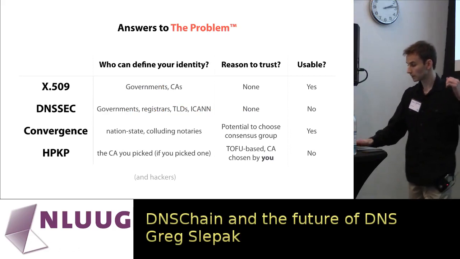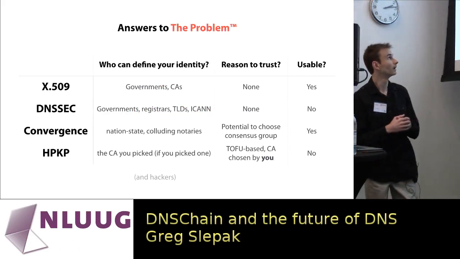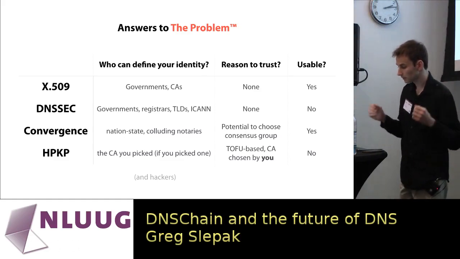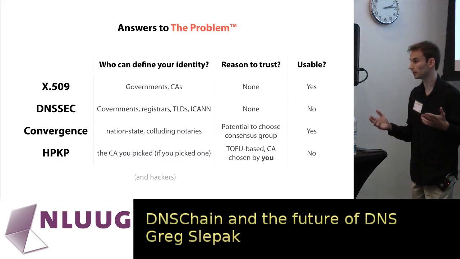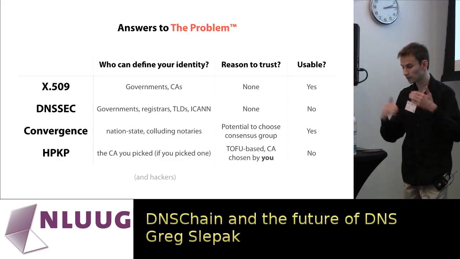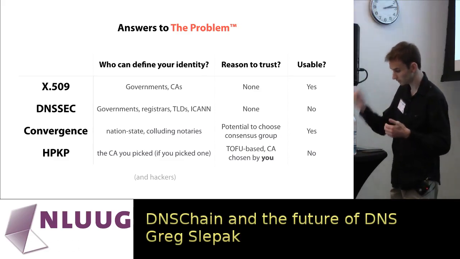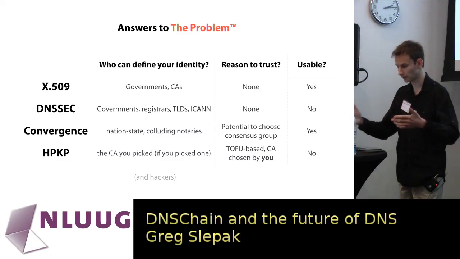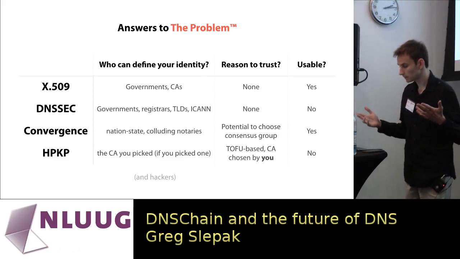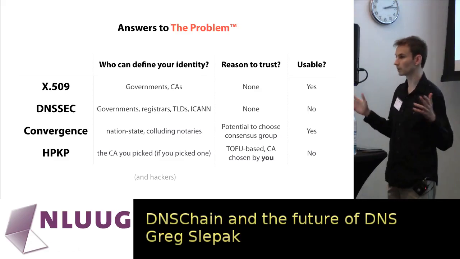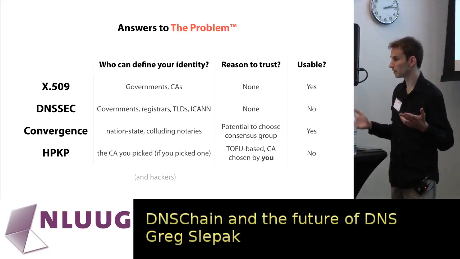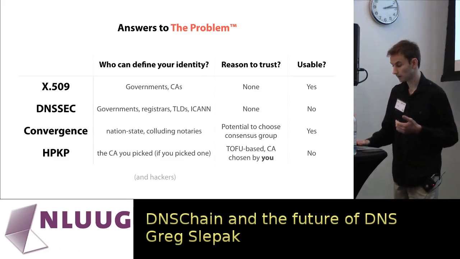So let's look at their answers to the problem. In X509, it designates government certificate authorities the ability to define your identity. And of course, as well as hackers who are able to compromise any of those entities. In addition to you. All of these, of course, you can define your identity, but others can kind of override it. Is there any reason to trust these governments or certificate authorities? No, there's 0 reason. Most people aren't aware of who the certificate authorities are, so they have 0 reason to trust them. Is it usable? Yes, yes it is.